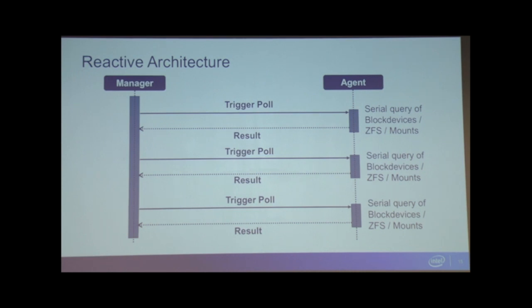In our current iteration, our manager node would trigger a pull against all of our storage servers, which would then issue a series of CLI commands and file reads to try to determine the state of all the block devices and ZFS devices and mounts on the system. Given that this was pull-based, it would happen just periodically, so you could end up getting the same data over multiple ticks. And yeah, just not as efficient as it could be.